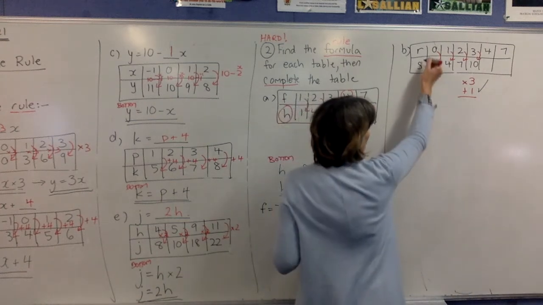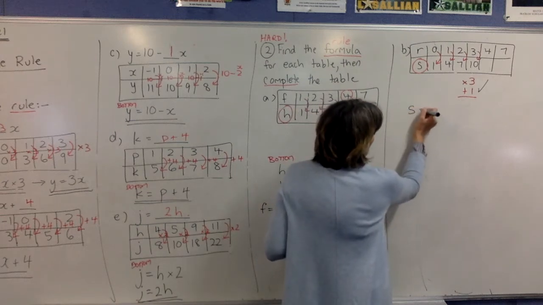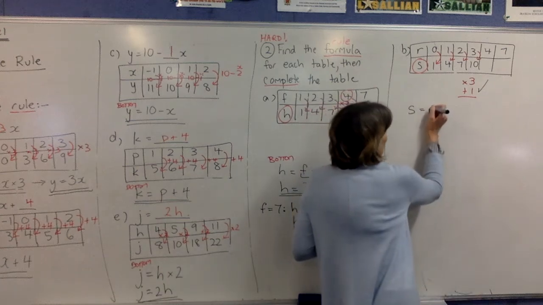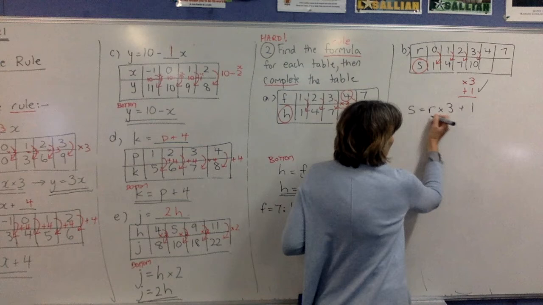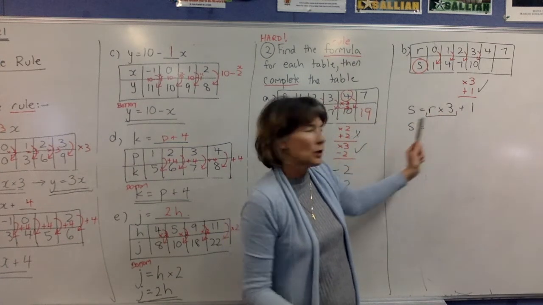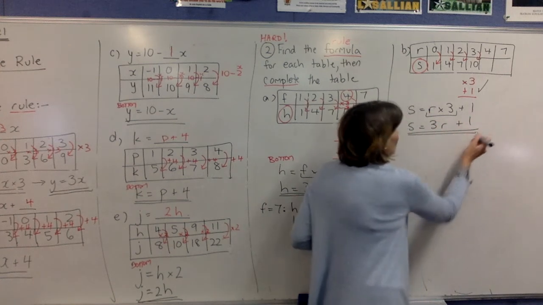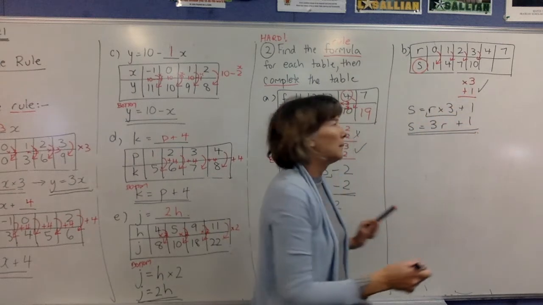So we start our rule or our formula with our bottom letter. Equals, our top numbers are R numbers, times by 3, add 1. And then all we're doing after that is just simplifying the R times 3 bit into 3R. And that's your rule or your formula. So now we're going to complete the table for these 2 numbers.